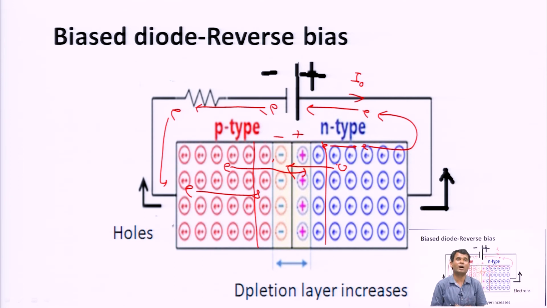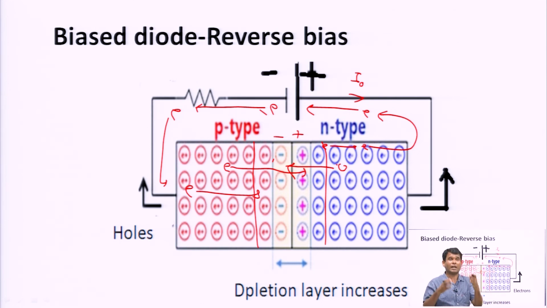This means reverse saturation current. Reverse saturation current is the maximum current before breakdown due to the conduction of thermally generated minority carriers, and this current is very small, vanishingly small. It is in the order of nanoampere to microampere. This is called reverse saturation current.